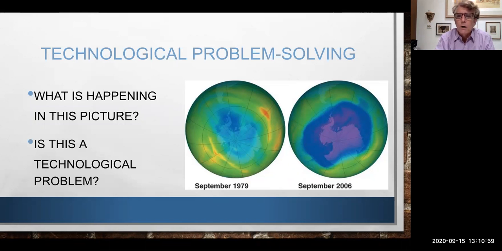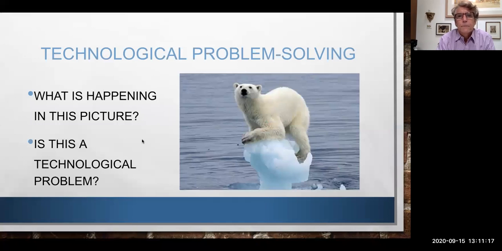So the problem was when there was this big ozone hole, people in Australia were starting to get roasted much more quickly than normal by the sun because they weren't being protected from the UV rays coming into the Earth's atmosphere. That's very long-winded. Okay. Is this picture a technological problem?